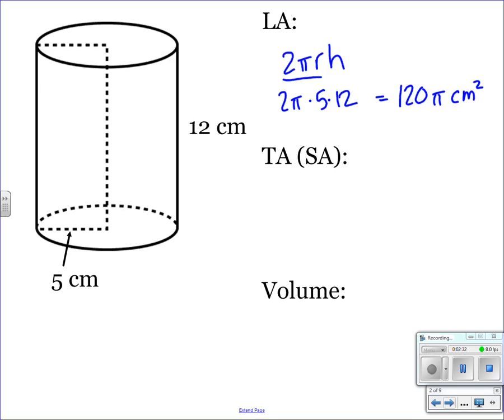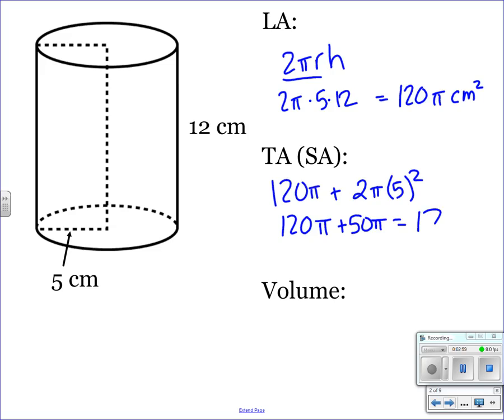Now the total area: 120 pi plus 2 pi times 5 squared, the area of each one of the bases. Well, 5 squared is 25, times 2 is 50 pi. So that's 170 pi square centimeters.